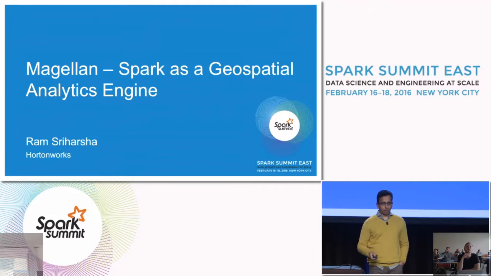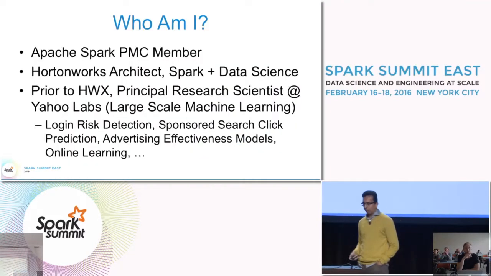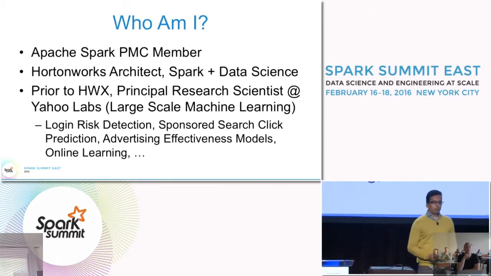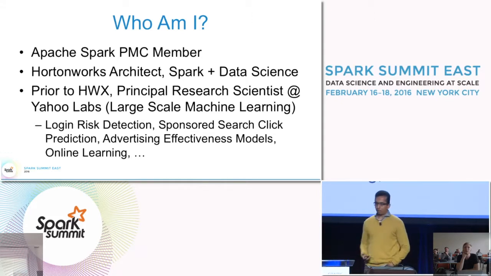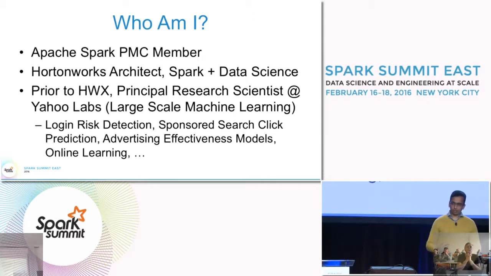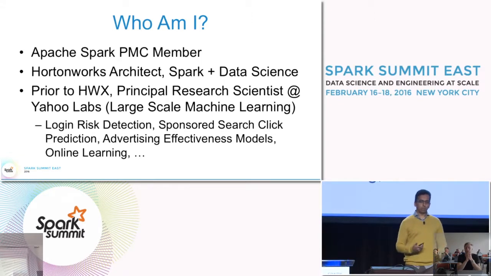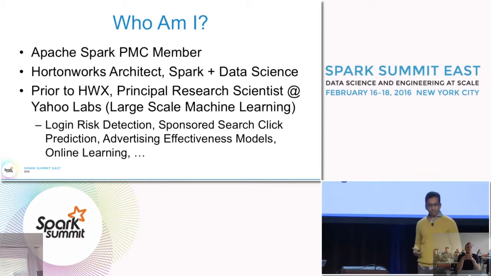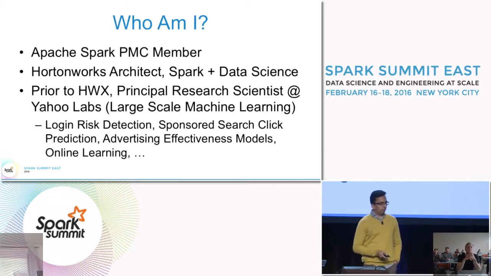So I'm Ram. I'm the architect for Spark and Data Science at Hortonworks. I'm also Apache Spark PMC member and committer. Prior to Hortonworks, I was the principal research scientist at Yahoo Research, where I used to work on large-scale machine learning. Some of the problems that I worked on were login risk detection, like how do you detect when somebody logs into Yahoo servers that they are who they say they are. Sponsored search click prediction, so based on what you're searching on yahoo.com or Bing search and so on, what ads should we show you? Advertising effectiveness models, and the general area that I worked in is called online learning.